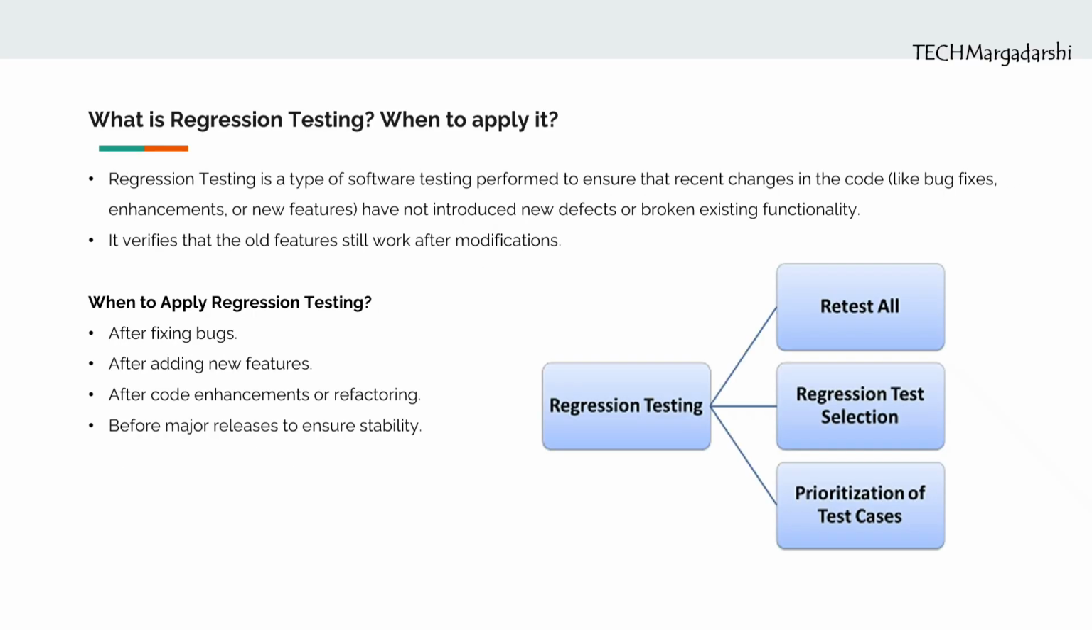What is regression testing? When to apply it? It's the process of testing your software again after changes have been made, like bug fixes, new features, or code updates, to make sure that nothing else is broken.